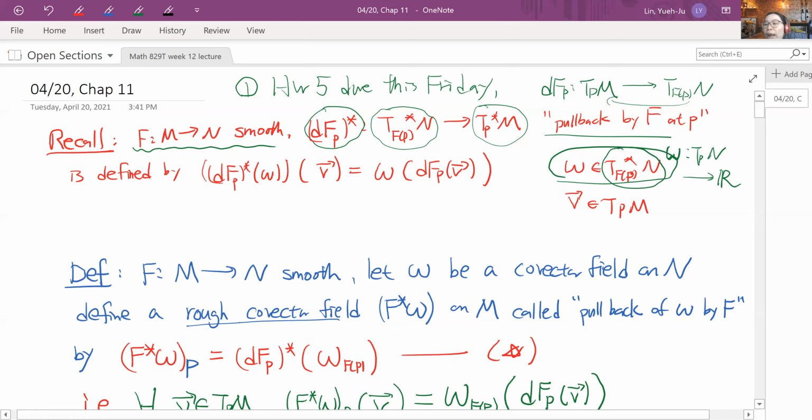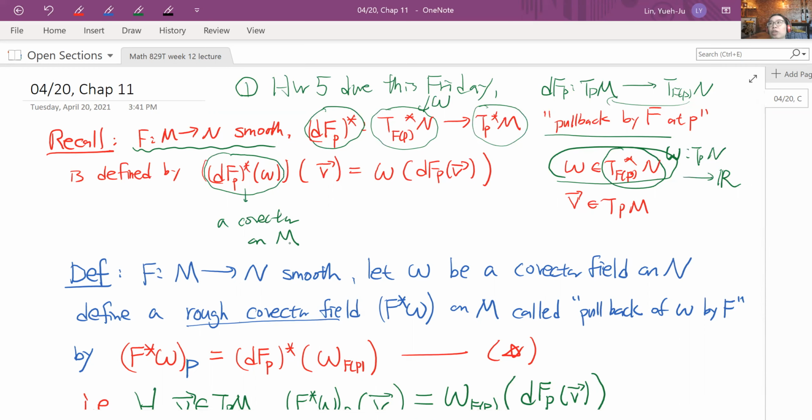Okay, so you have a covector on N, right? Then as I said, if you input a covector on N, the output should be a covector on M. So you can see that after you do the pullback, this should be a covector on M, right? Then in order to understand explicitly what this covector is, because it's a covector, you want to plug in a vector. Because it's a covector on M, you should plug in a vector on the tangent space of M.